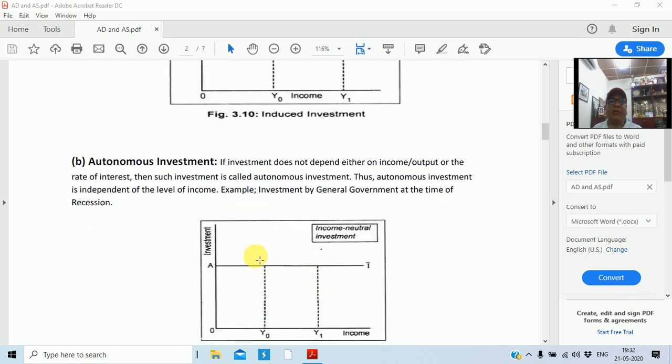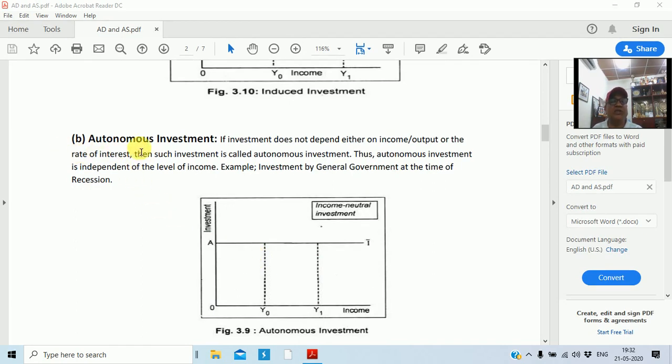The second type of investment is autonomous investment. This word you already heard in case of consumption. What we call autonomous means independent, which does not depend. For example, the expenditure in the government budget made by the government. It has nothing to do with income. It has nothing to do with the profit. The government decided and government will go for it. Why? Because it is for the social welfare.